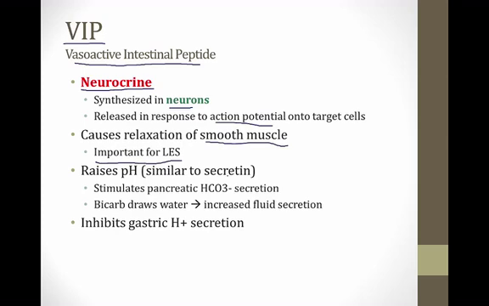And then its other effects are similar to secretin, and we mostly know about these from patients who have rare VIP secreting tumors, which I'll talk about in a minute. So VIP can raise the pH in the intestines by stimulating pancreatic bicarb secretion, just like secretin. Bicarb draws in water, just like we talked about with secretin, and this can increase fluid secretion coming from the pancreas. In addition, also similar to secretin, VIP can suppress gastric H+ secretion, and we know this because people who have VIP secreting tumors lose the acid production in their stomach.